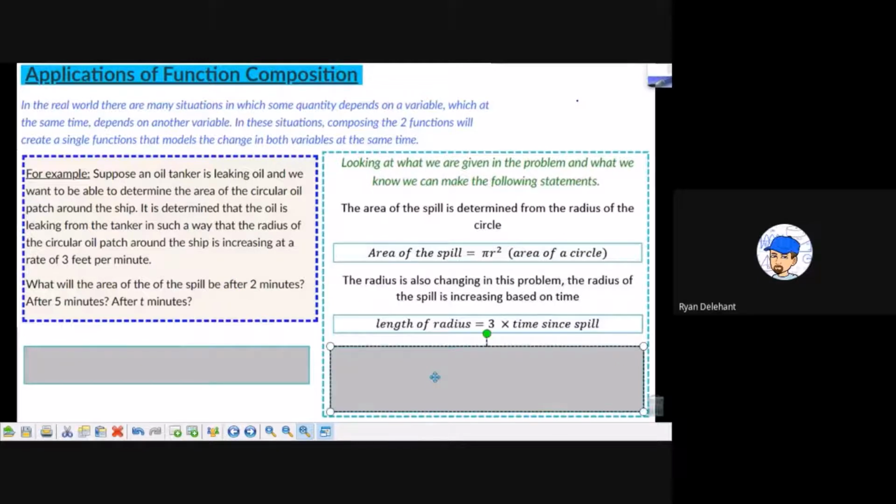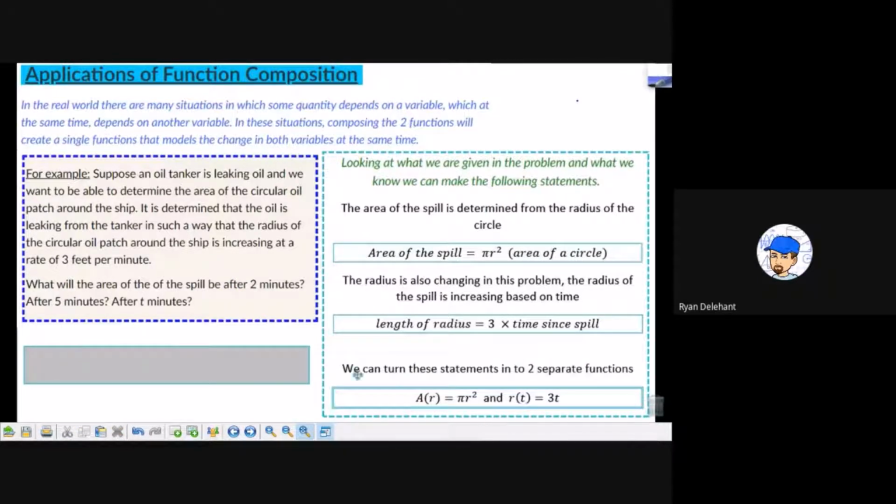But we're going to write these things as equations. These two things turn into two separate functions. The area, which is based on the radius, pi r squared. Now the radius on this problem is based on time because it is getting bigger the longer we let oil leak out of this tank. If we want to answer this last part, we're going to need to compose these.